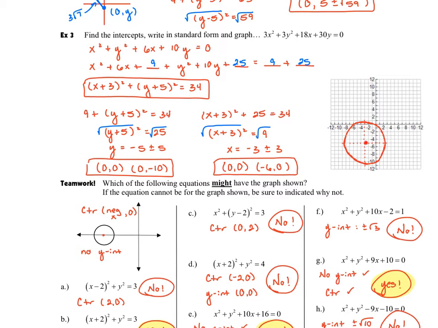So I can plot my center. Since the square root of 34 is going to be the radius, and that's a little bit less than the square root of 36, or in other words, a little less than 6, I'm just going to approximate that radius to get the north, south, east, west. Now, when I do this little sketch, I can see I need 2 y-intercepts and I need 2 x-intercepts.